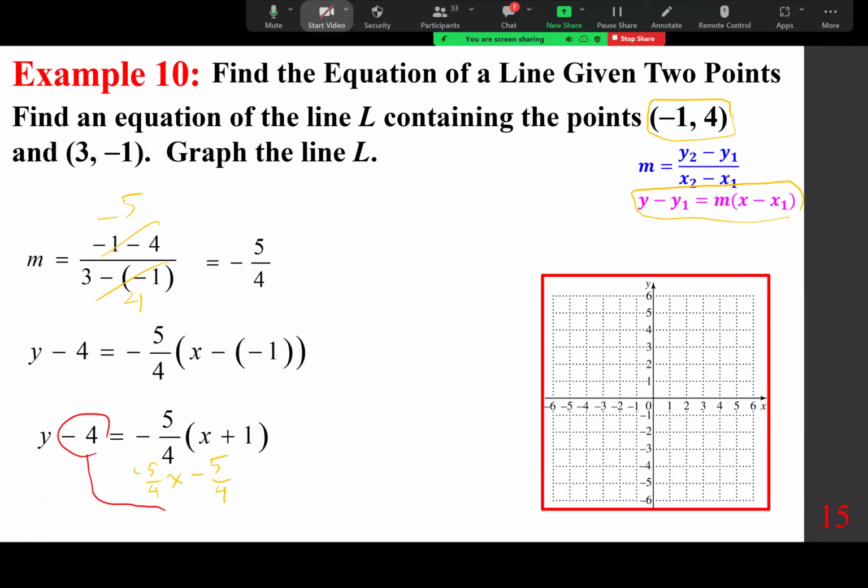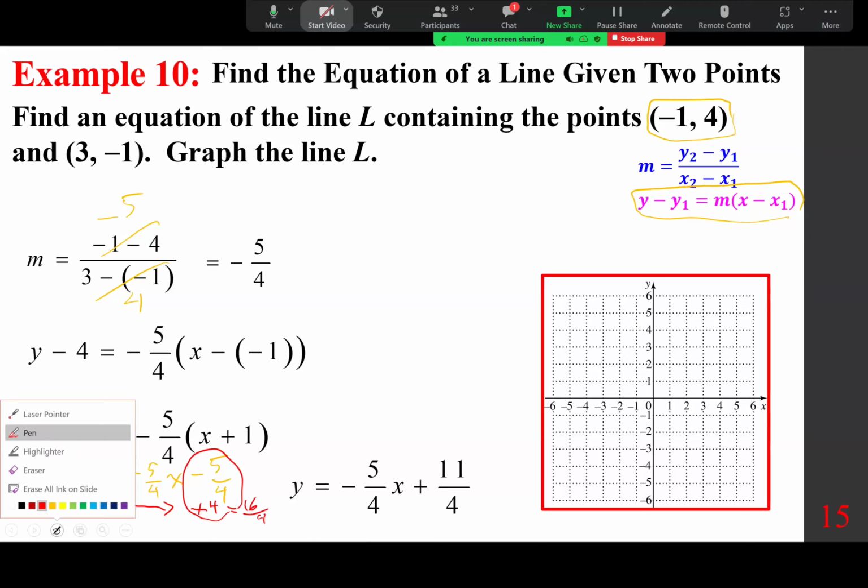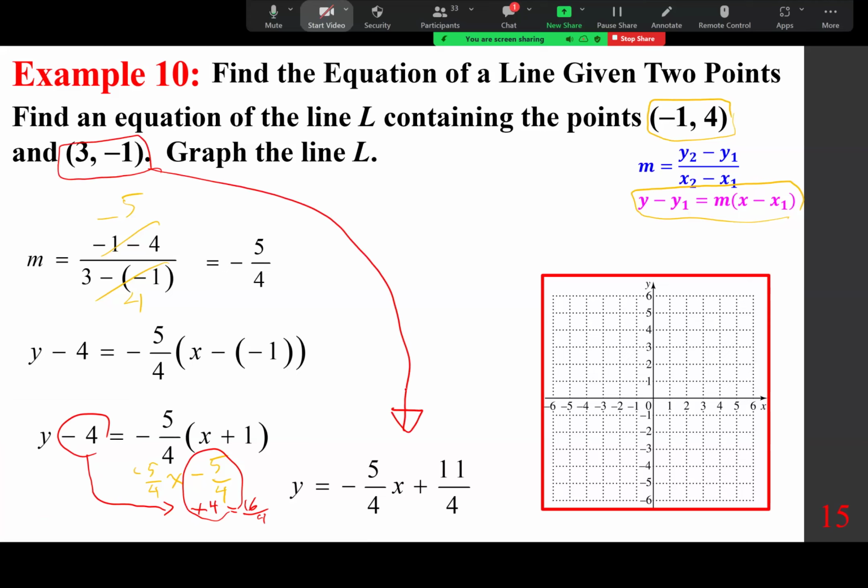move the -4 and make it +4 on the right side, combining these two. 4 is 16 over 4, class. 4 is 16 over 4, and with -5 over 4 it is 11 over 4. This is the line. First, I want to show you how to check your work. We did not use this pair. So we are going to check to see if this pair works. If it does, we have come up with the correct equation of a line.